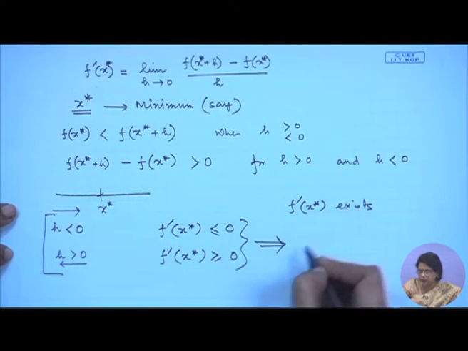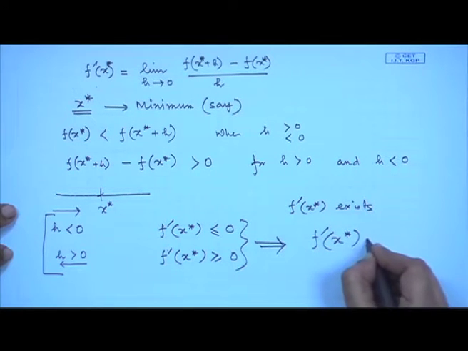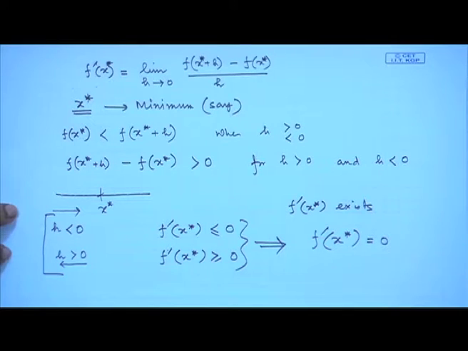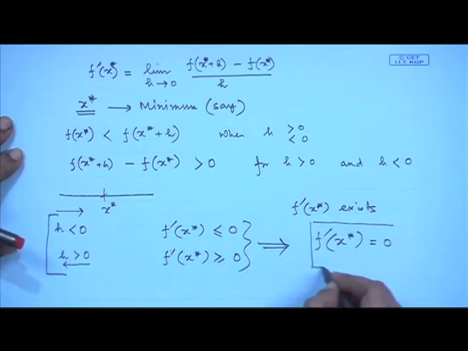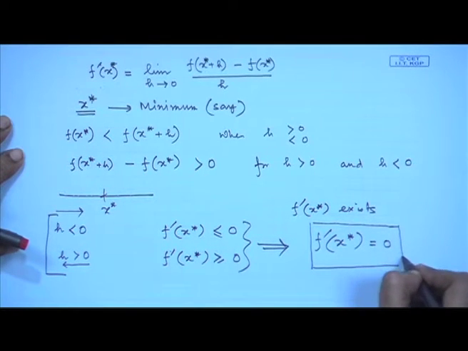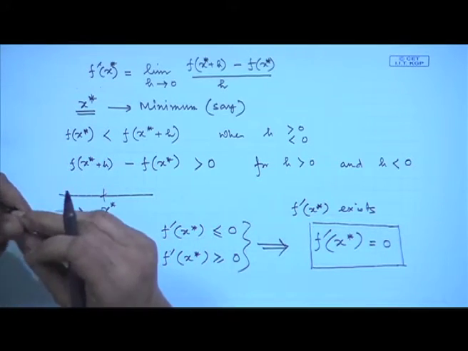We are getting only one option we can have, that f prime x star must be equal to 0. That is the condition to check that at x star the function is having either a minimum, or a maximum, or at that point there could be a saddle point, because at the saddle point the function is changing its pattern from convex to concave. That is why the first order derivative is 0 at the point where it is changing the pattern, alright.